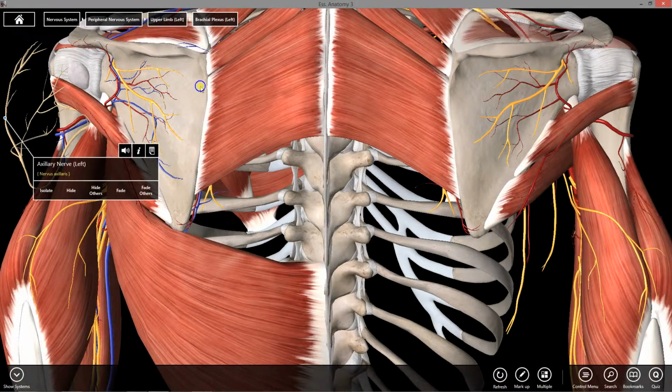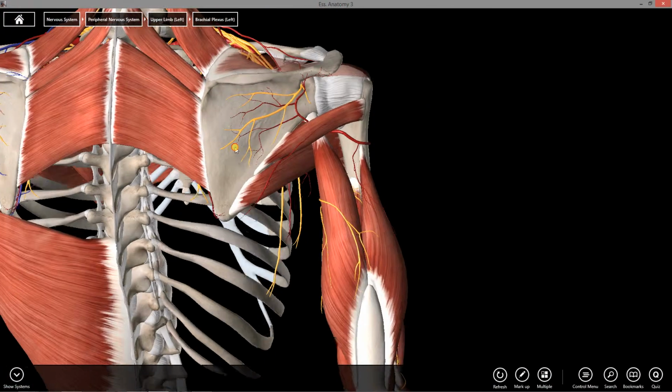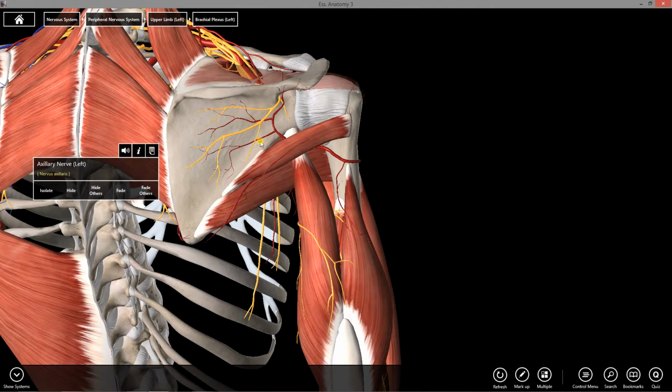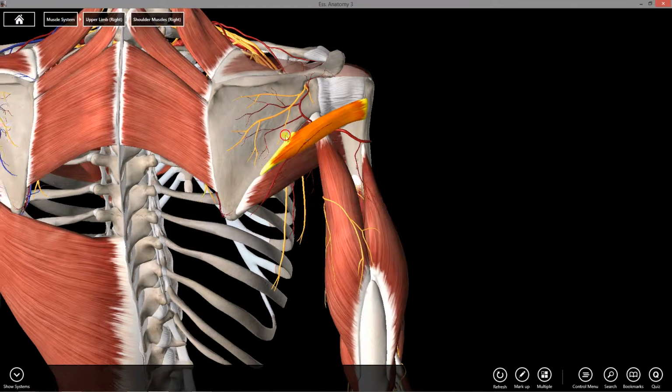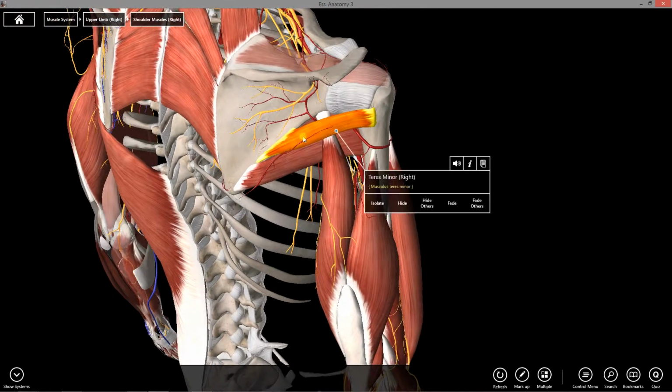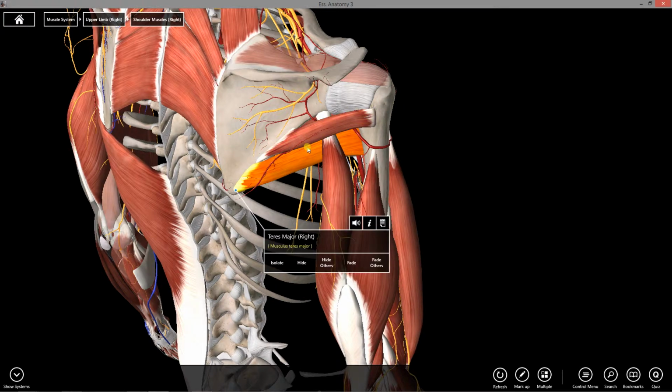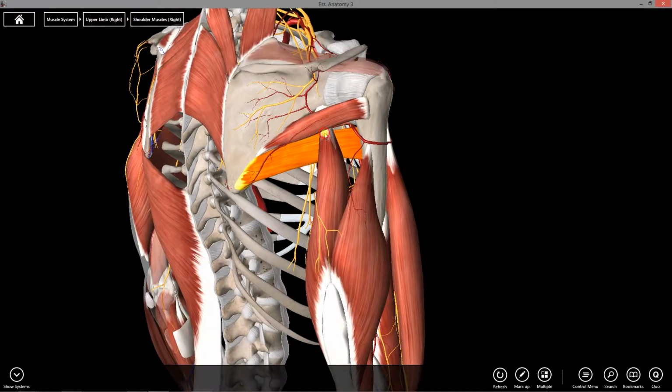So coming back to the right side of my model, zooming out a bit, its action is it allows for external rotation and adduction of the arm. So similar thing to the infraspinatus, and it also allows for adduction, which is bringing your arm back towards the midline. Finally is the teres major, which is supplied by the circumflex scapular artery, and so similar to teres minor, but its nerve supply is different. Its nerve supply is the lower subscapular nerve, not the axillary nerve.